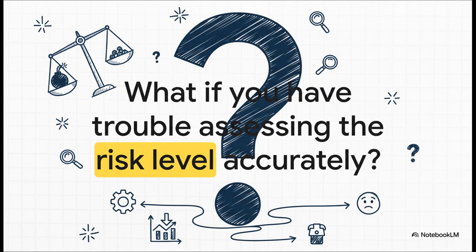What happens when you're staring at your list of risks and you just have no idea how to score them? This is probably the number one problem teams have. How do you really know the likelihood or the impact? It can feel like you're just pulling numbers out of thin air.